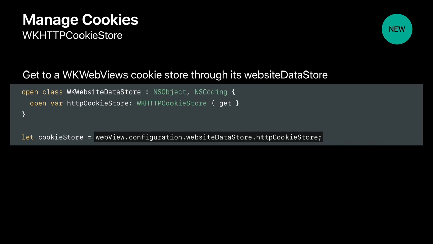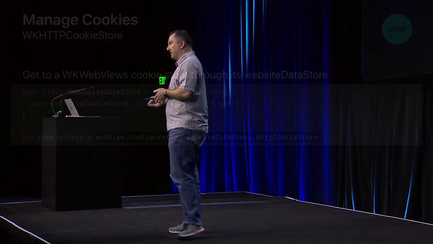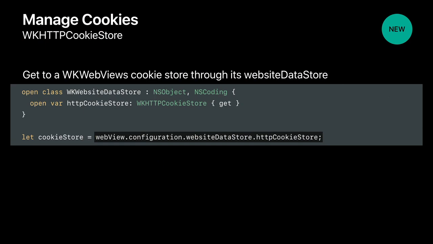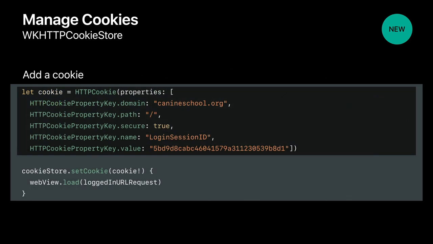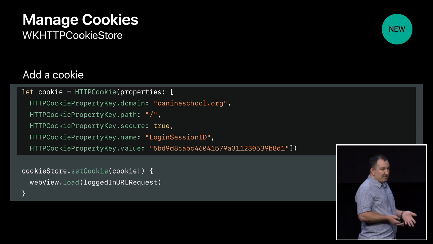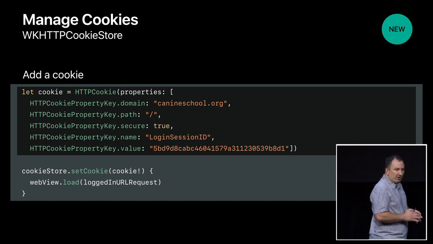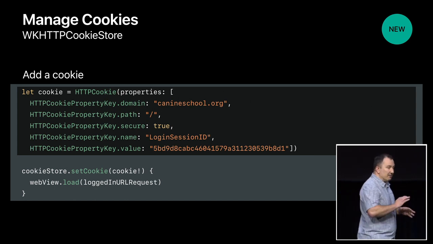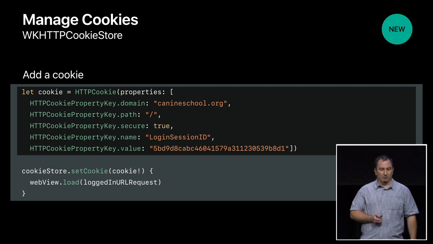So you can get to a specific WKWebView's cookie store through its website data store. This is already a property that is exposed on a WebView's configuration, and now the website data store itself has a new property to get to the cookie store. To add a cookie, you use the already established HTTP cookie API to construct the cookie object you'd like to put in the data store. The specifics of this are up to you and the web service you are interacting with.